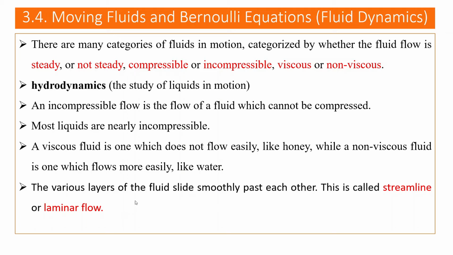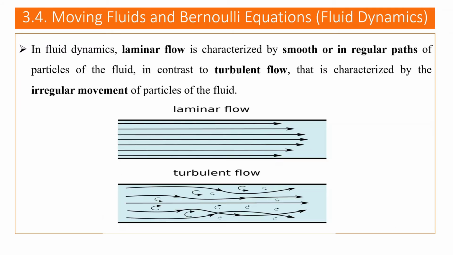When it is smooth, that is laminar flow; there is also turbulent flow. I can show you this in the next slide, which shows the laminar flow and turbulent flow. Laminar flow is characterized by a smooth and regular path followed by the particles of the fluid. But the turbulent flow is characterized by irregular movement of the fluid particles. The fluid particles will move in curved paths like this, and some of the fluid particles rotate just like this one.